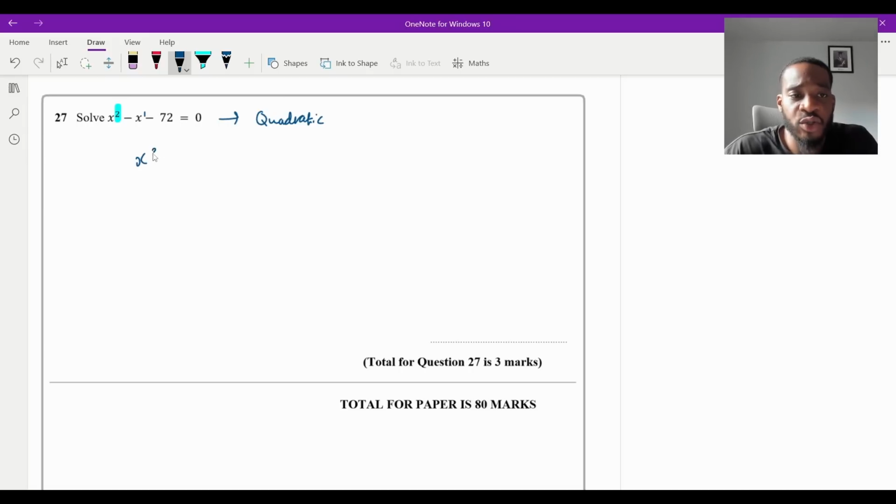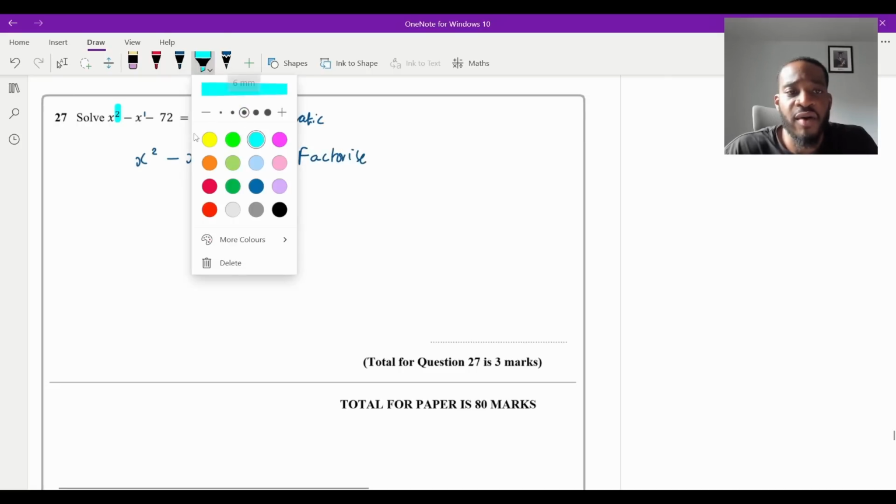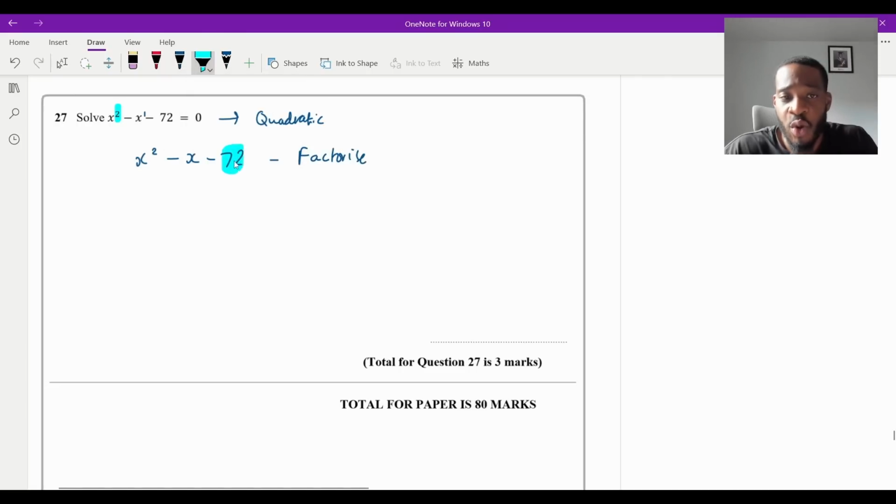Now, how do we factorize quadratics? Let me write it out. Well, the way you factorize is you need to look at 2 things. You need to look at the number at the end, which in this case is a 72 with a minus. Do not forget that minus, guys. That minus is part of the number. Any symbol or any minus or plus to the left of your number is part of it.